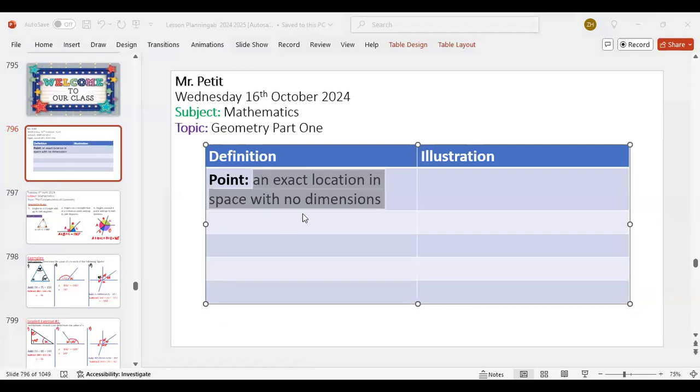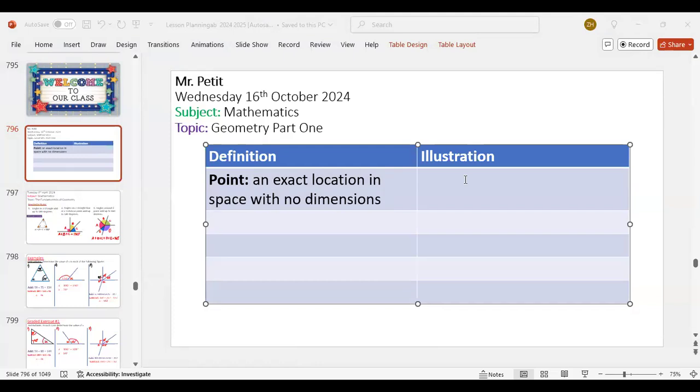So that's what we mean by a point. A point tells us the location. In fact, a point is very fundamental to building anything in geometry. You need to start off with a point. Every figure in geometry starts off with a point, every last one.